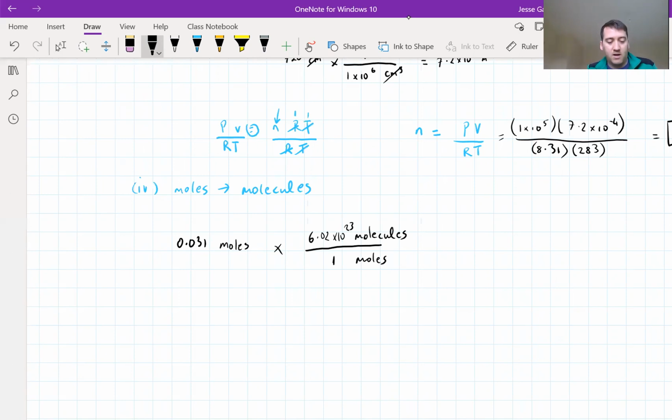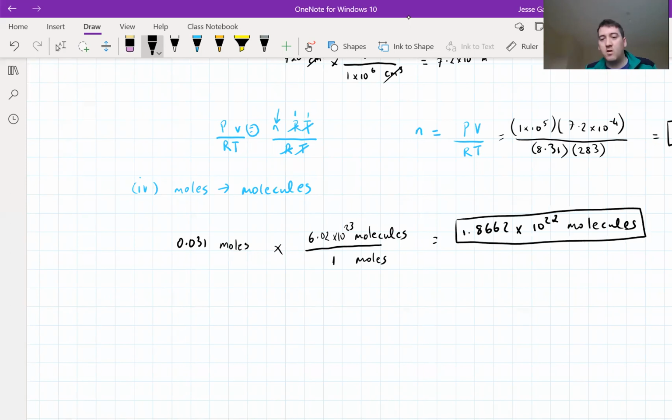And if you did this by yourself, superb, well done. The answer I'm getting is 1.8662 times 10 to the 22 molecules of CO2. So that there is your final answer. And if you got that, well done.